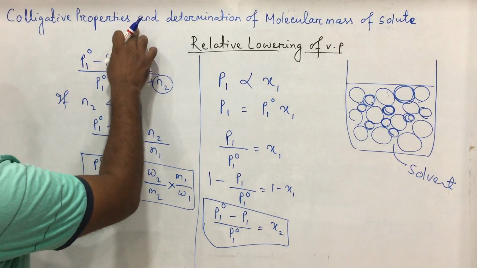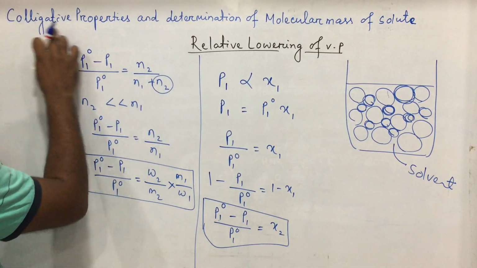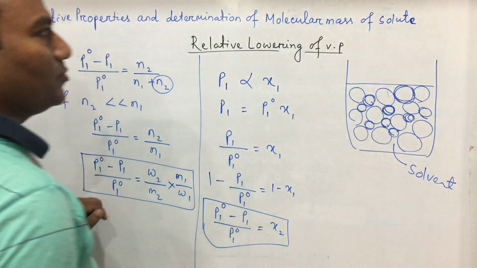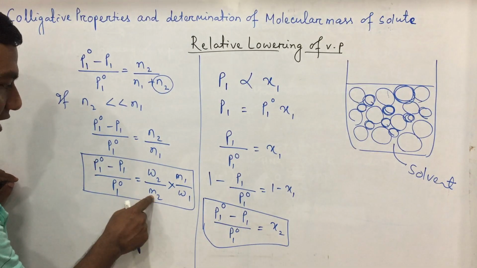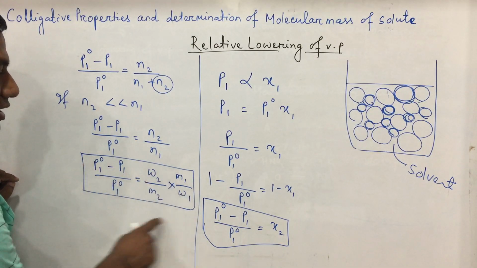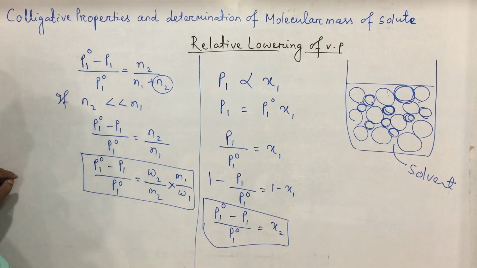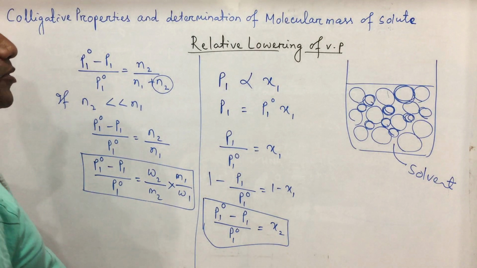Our heading is colligative properties and determination of molecular mass of solute. The molecular mass of the solute is M2. So if you take M2 this side, then we can calculate the value of M2. Clear? So this is the meaning of relative lowering of vapor pressure.